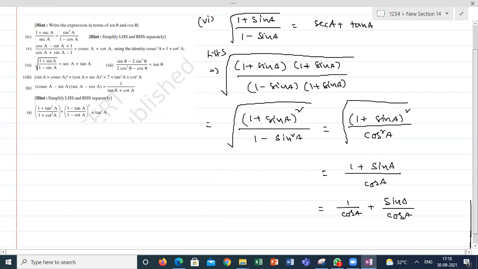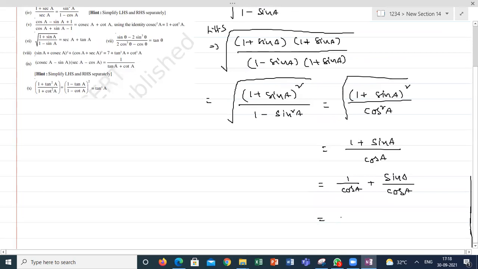So what is 1 by cos A? It is secant A, and sin A by cos A is tan A. This is the RHS. So this is how we can prove this question in the simplest manner.